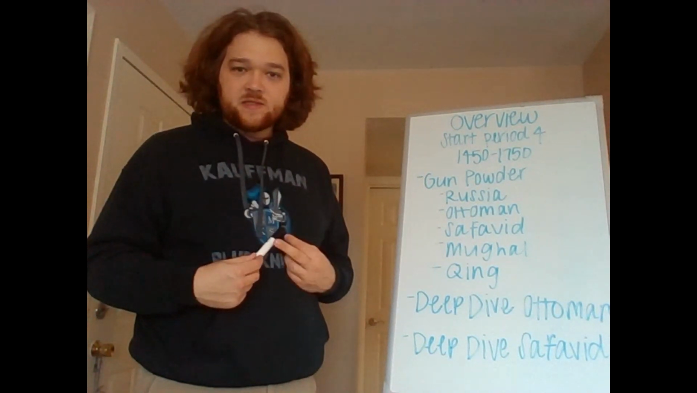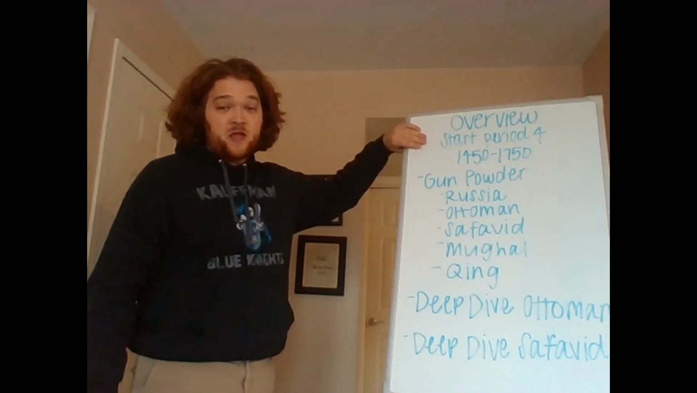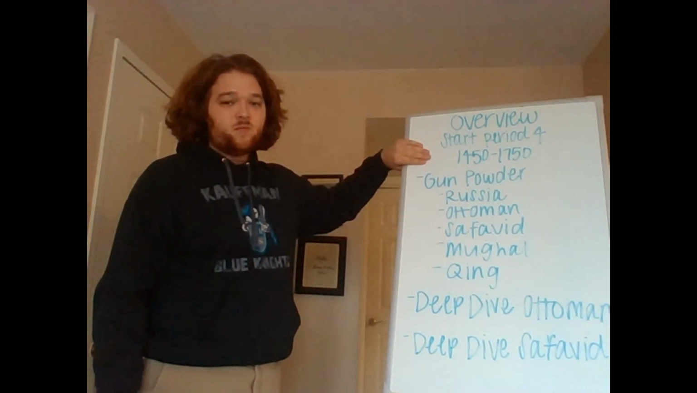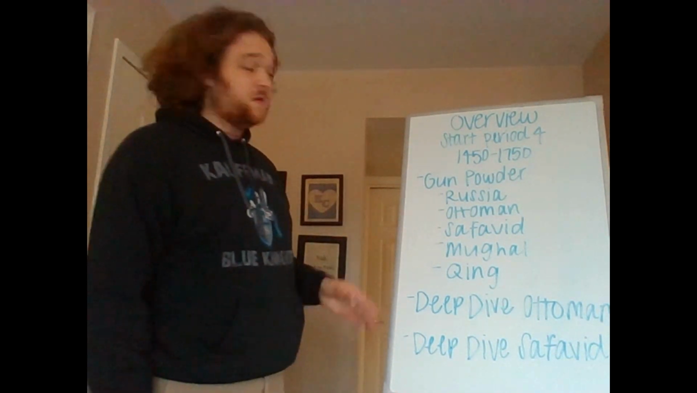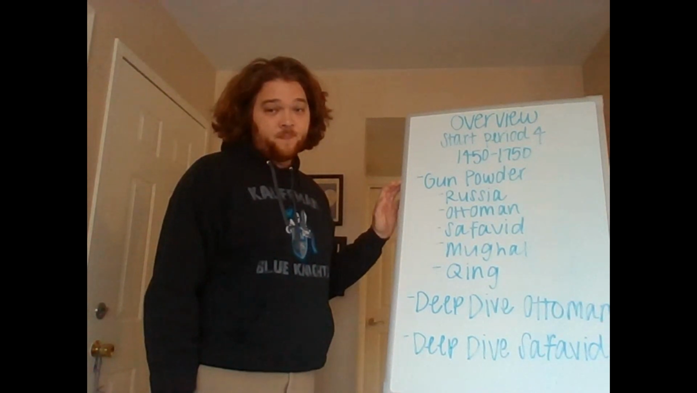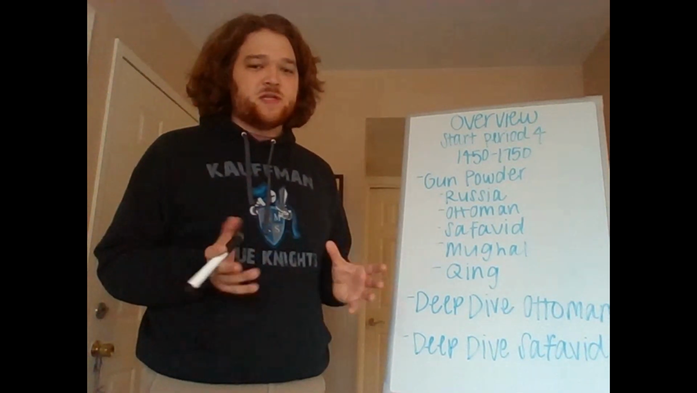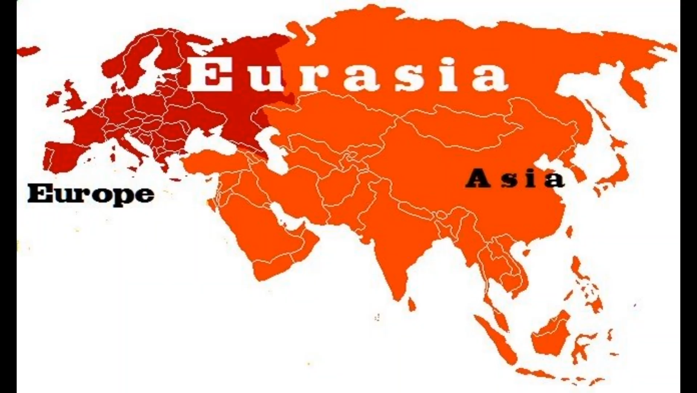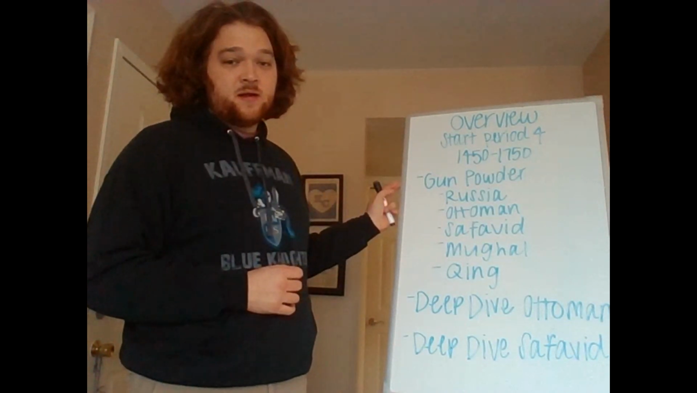All right, well, let's get started. So we're going to be starting first. As a reminder, we are starting period 4, 1450 to 1750. And you remember at the very beginning of the year when we started period 4, the first thing we looked at were Gunpowder empires. These were empires that expanded into some of the largest empires we've seen yet in world history. They were mostly located in Eastern Europe, throughout Asia, into East Asia. And they also, of course, were focused in gunpowder.